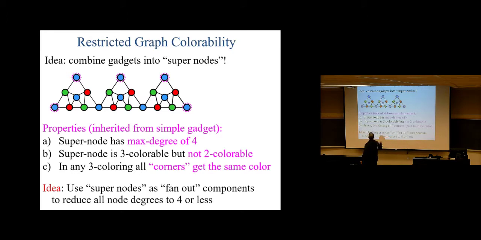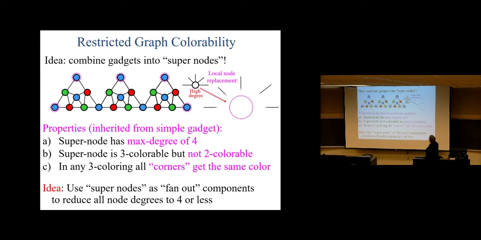So now we're going to use the super gadgets and super nodes as finite components to reduce the degree of a graph. Okay. So what does that mean? Let's say we have a graph that has some node with a higher degree than 4. In this case, say degree 5. And this is just a piece of a graph. There's other things connected. It could be a very large graph. But let's just focus on this node with high degree, higher than 4. I'm going to replace that node with this super gadget in a way that preserves the 3-colorability of the surgically manipulated graph. In other words, if the original graph is 3-colorable, then this new graph, with this surgical replacement of this node by a gadget, will be 3-colorable also. Let me show you how to do it.